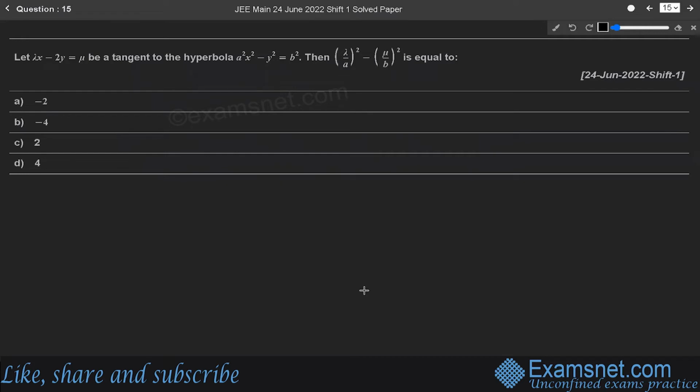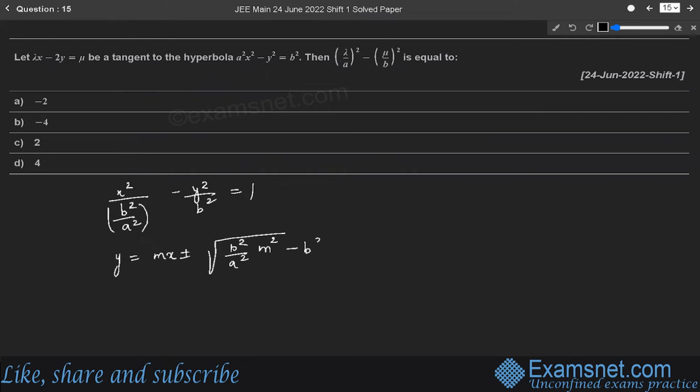The given equation for the hyperbola, which consists of a tangent, can also be written as x square upon b square upon a square minus y square upon b square is equal to 1. Here, the tangent in the slope form will be equal to y is equal to mx plus minus under root of b square upon a square into m square minus b square. That is same as y is equal to lambda x upon 2 minus mu upon 2.